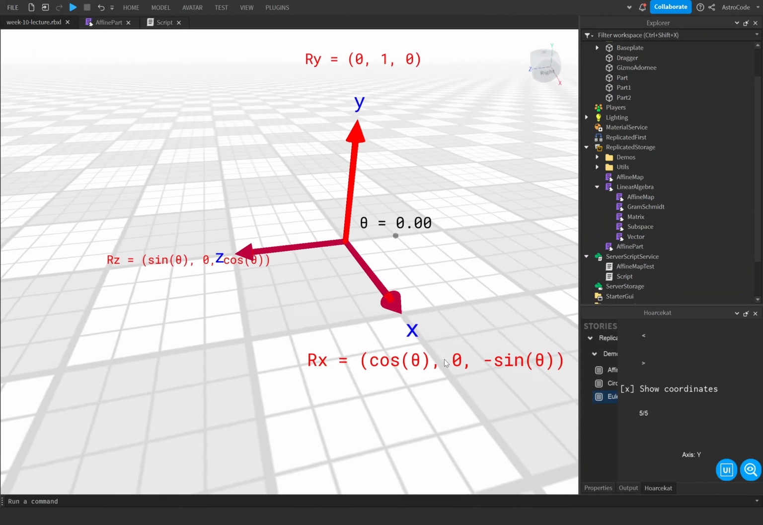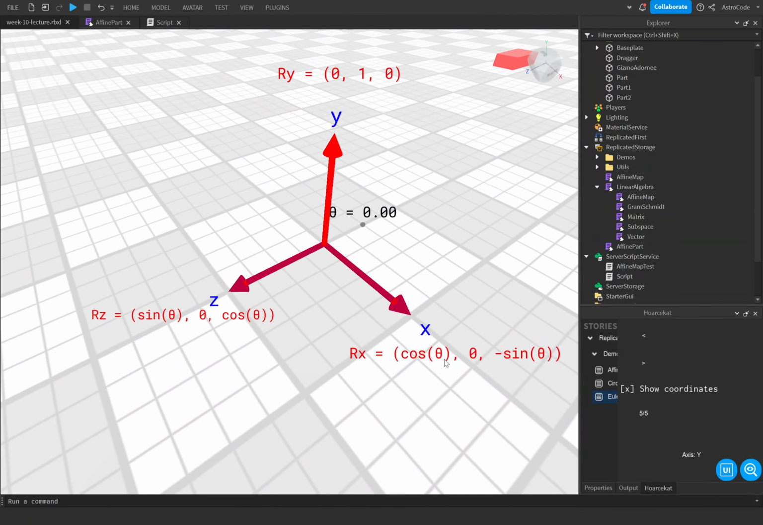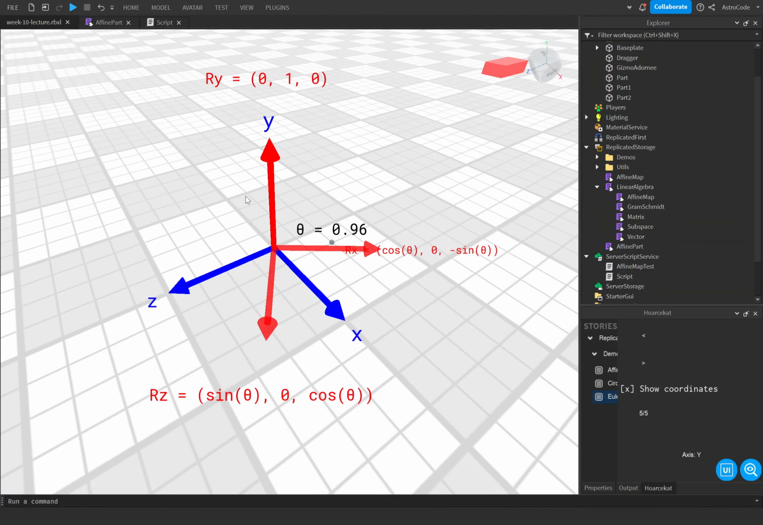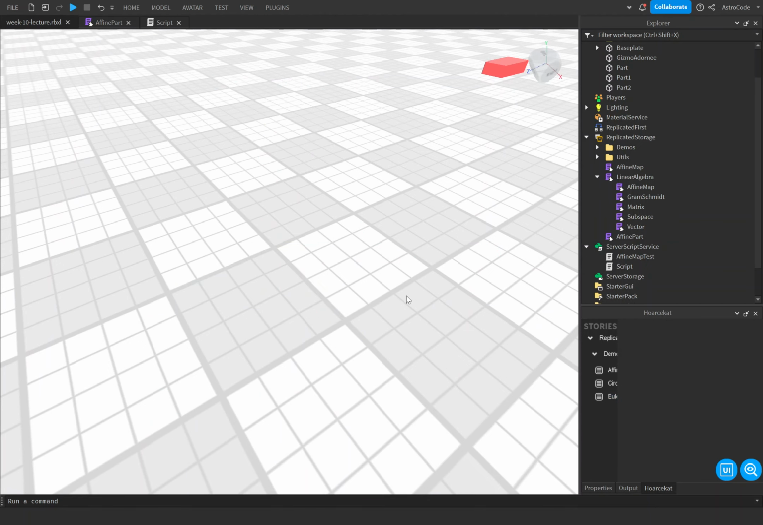And so for the y-axis, you twist counterclockwise about the y-axis, and so z goes towards x. Okay. Let's add these now to our affine map.